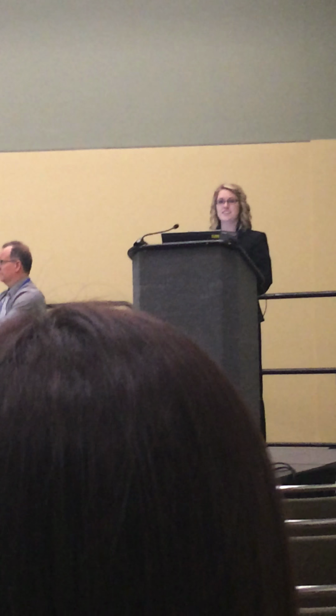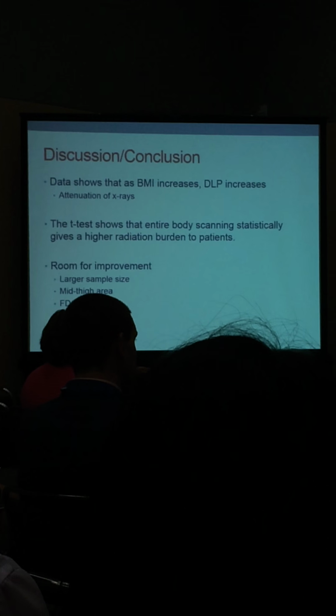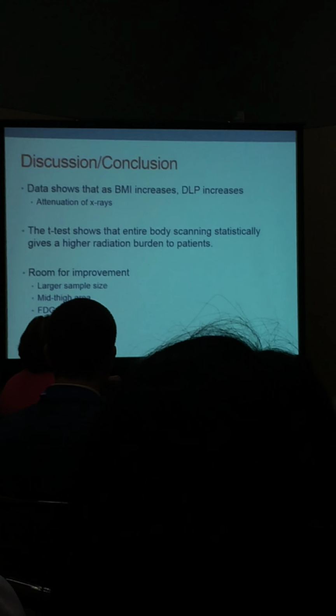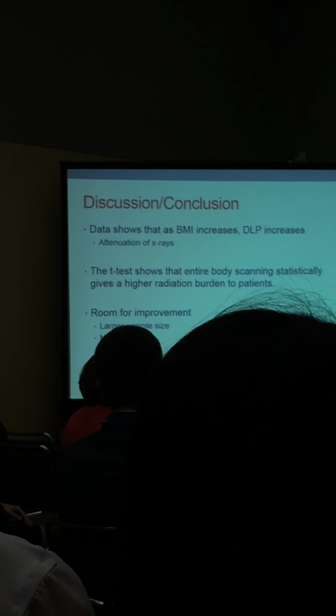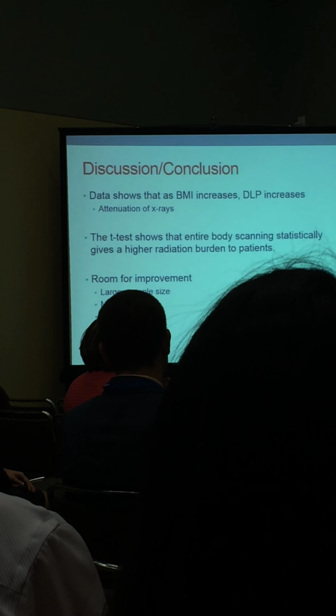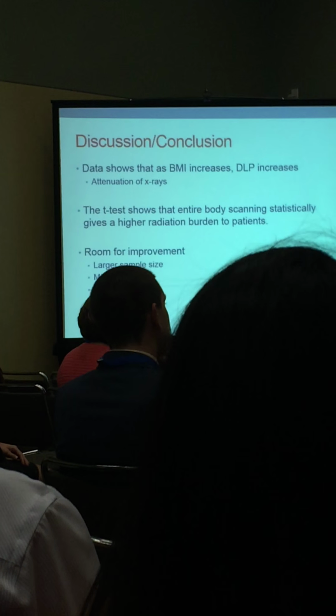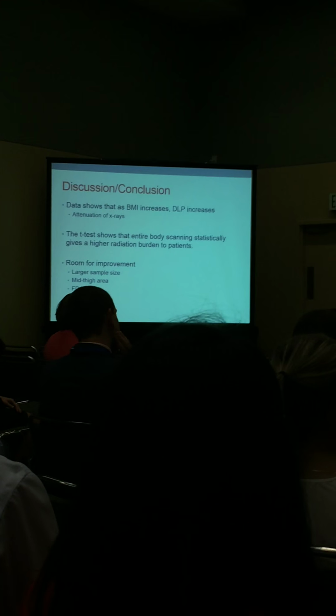In conclusion, what I found is that as patient body mass index increases, their DLP is also likely to increase. This is what I expected to find, but it was nice to have actual values to see this trend. This is because a patient with a higher body mass index is likely to attenuate more of the x-rays from that low-level CT. The t-test shows that entire body scanning statistically does give a higher radiation burden to our patients. So that's when we bring our friend ALARA in, and I'll say that we have to continue to do entire body scanning at a minimum and for certain circumstances only.